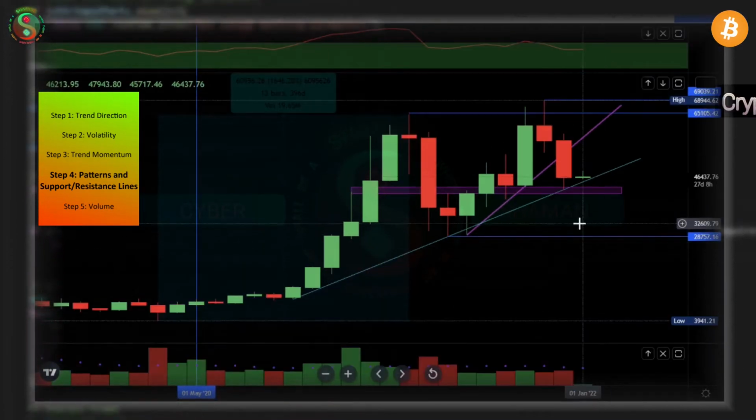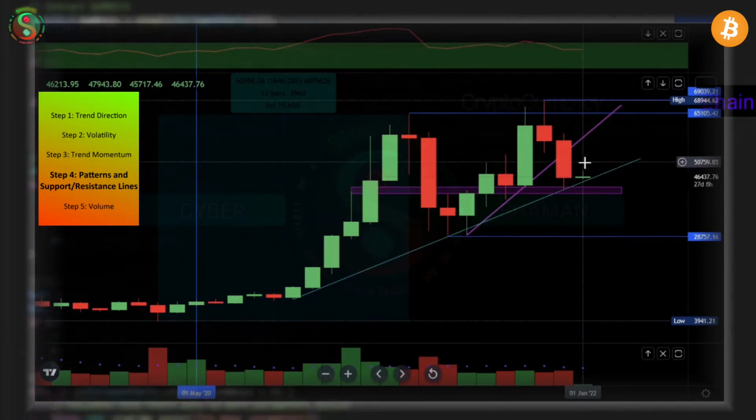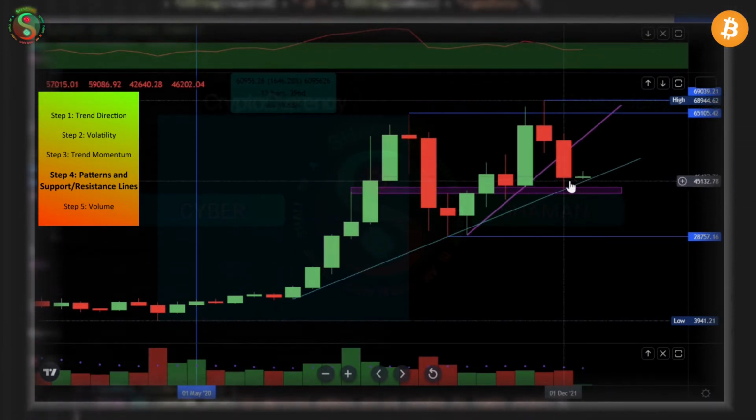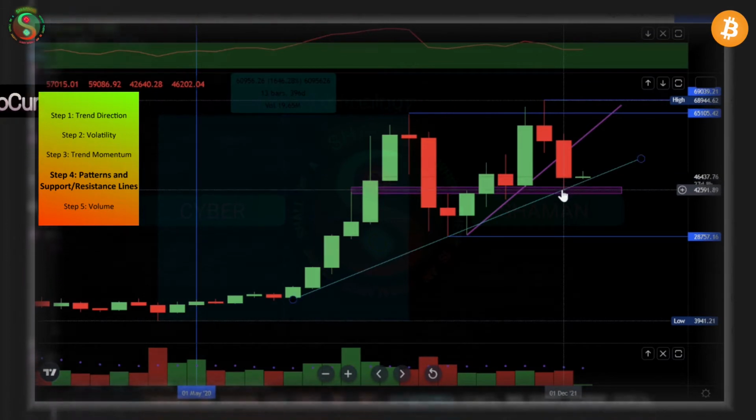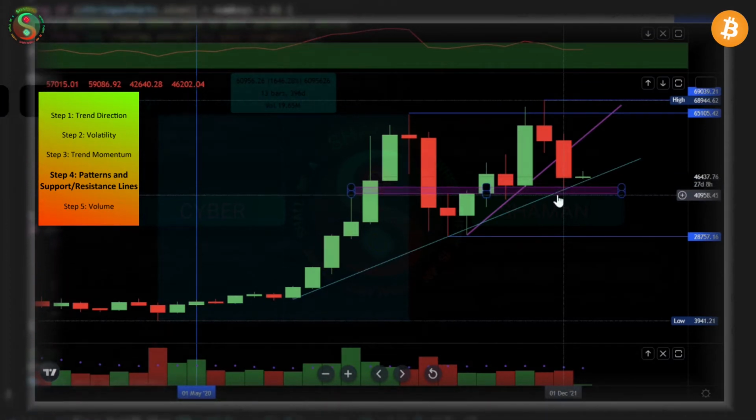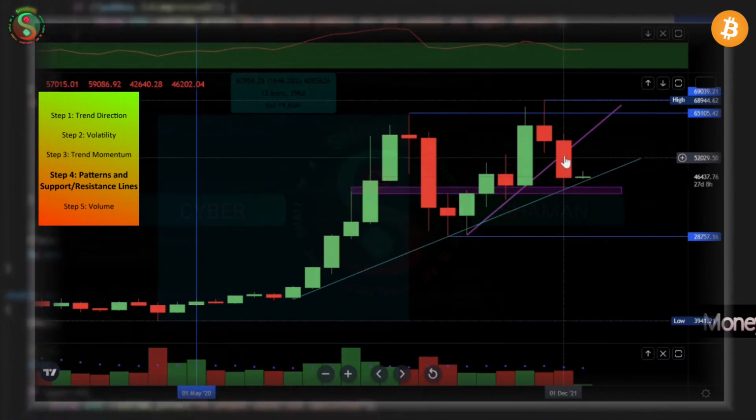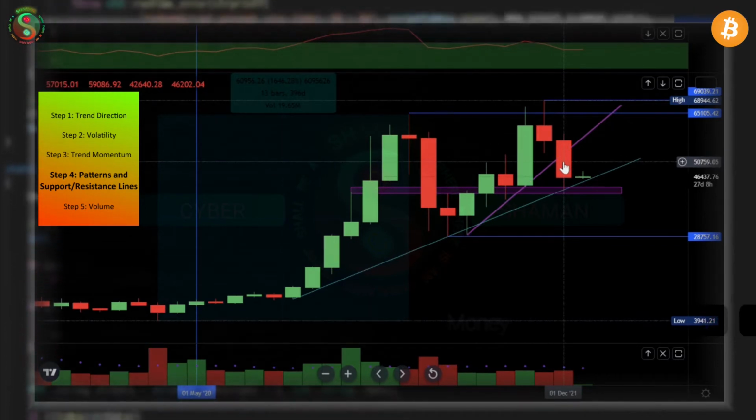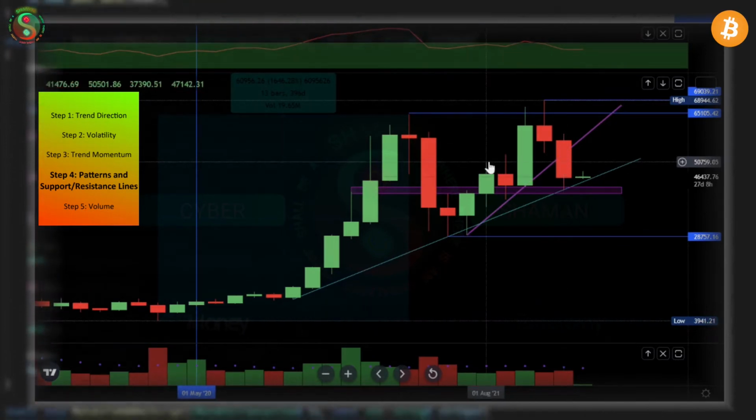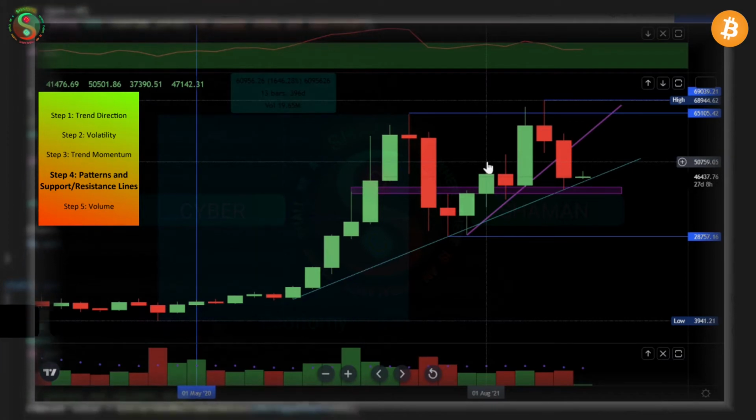We also will pay attention to psychological levels, and the closest ones to price currently are the 40k under the box and the 50k here, which is a local resistance too.